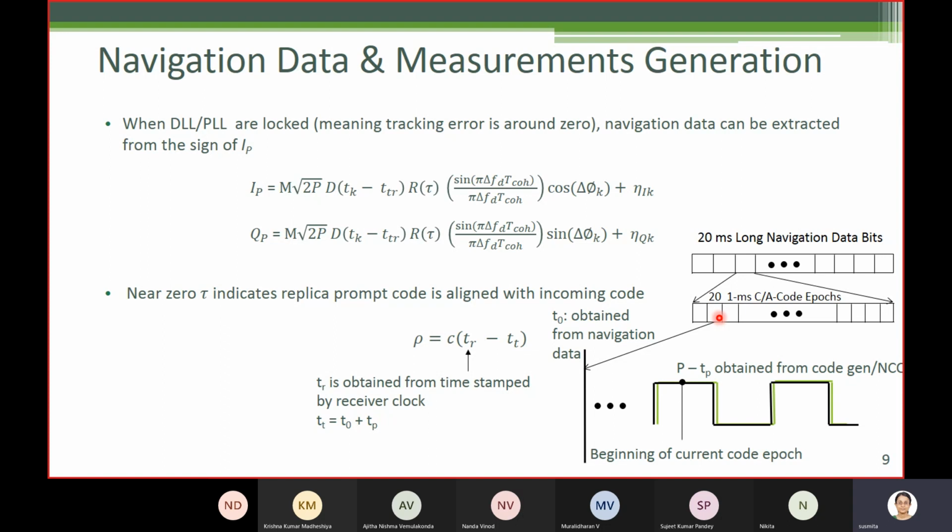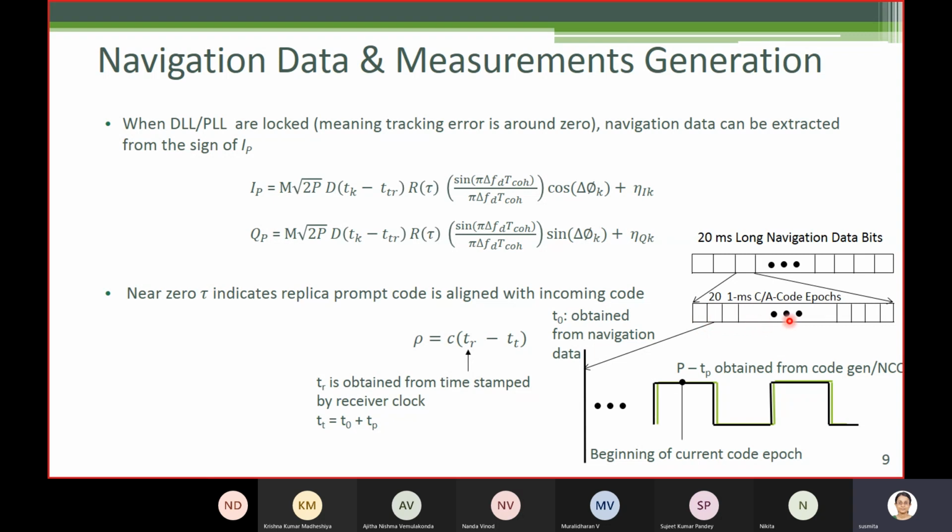Now, if we keep track of the code epochs that have elapsed until the current epoch, we will be able to find the beginning of the current epoch. For example, let's consider the current epoch is the second epoch. We get this time instant from the navigation data by decoding it. After that, just 1 millisecond has passed. So that time plus 1 millisecond will give the beginning of the current code epoch. And this time is nothing but this time.